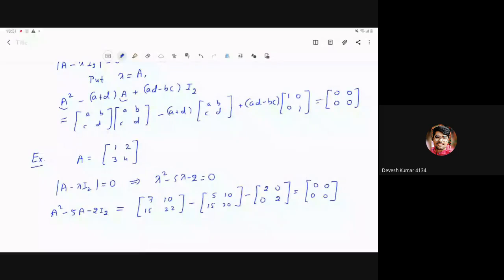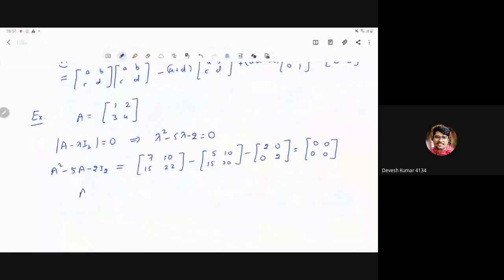Now, from this equation, A square minus 5A minus 2I2 equal to null matrix, can you get A inverse? You know, there is a general procedure for finding A inverse. What is that? You find adjoint A, then divide it by determinant A. I don't want to use it. I want to use this output of the Cayley-Hamilton theorem to find A inverse. How can we do this?